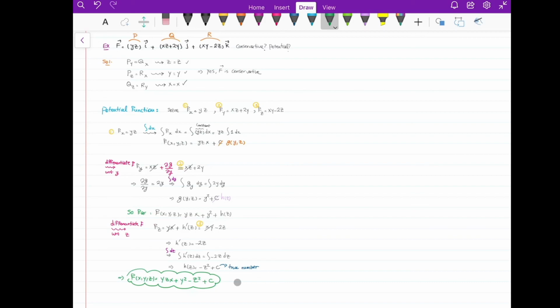It would be a little too many calculations, but it's not that hard. All you need to do is just keep track of your c, of the constant c. That's it.